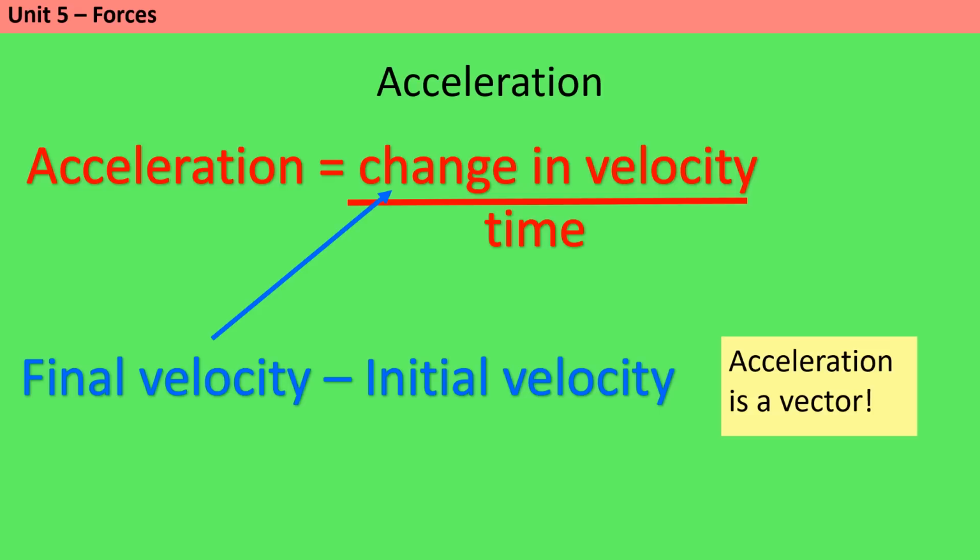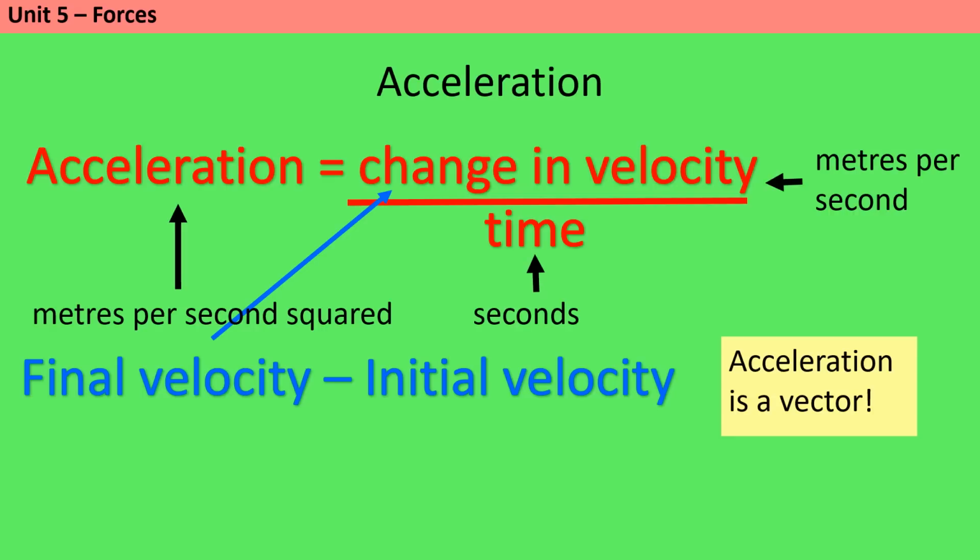Remember, acceleration is a vector, so again it has direction. So if you have a positive number, that tells you that you're speeding up in the direction that you're travelling, and if you have a negative acceleration, that tells you that you're actually slowing down. Again, you need to know all of your different units for all of the different components.